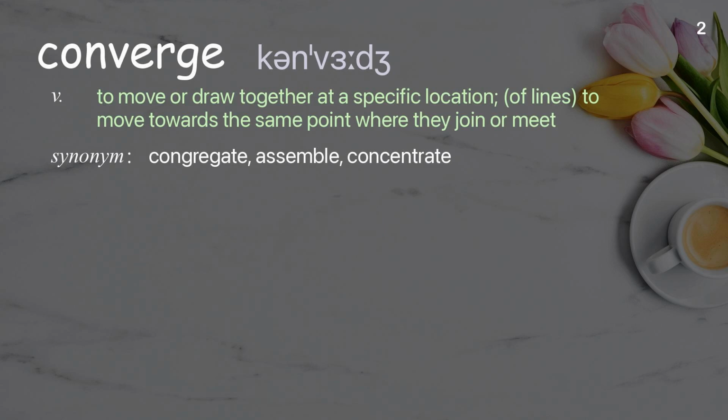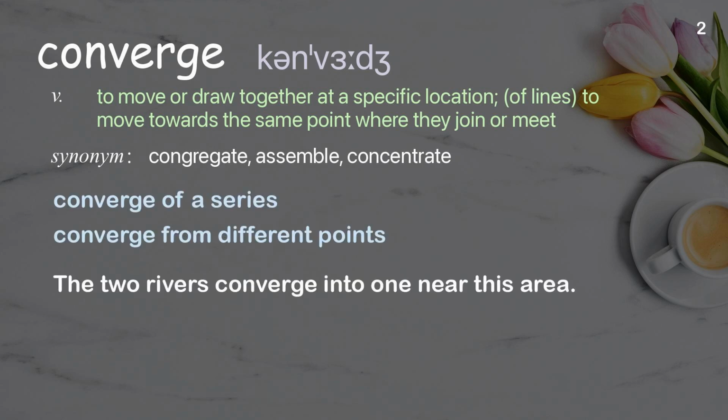Oxide. A chemical compound that contains at least one oxygen atom and one other element. Examples: Silver oxide, combined oxide. The blood's red coloring comes from iron oxide.